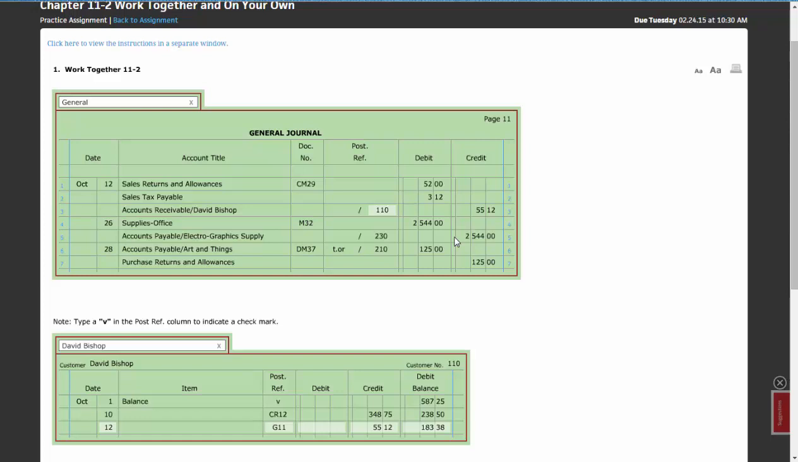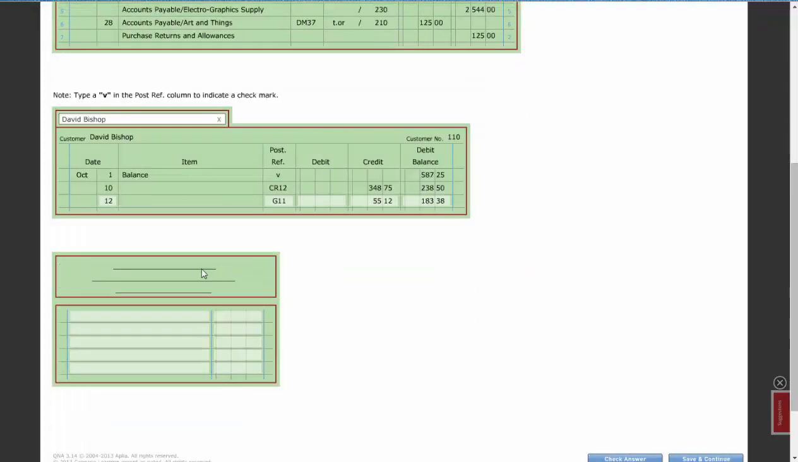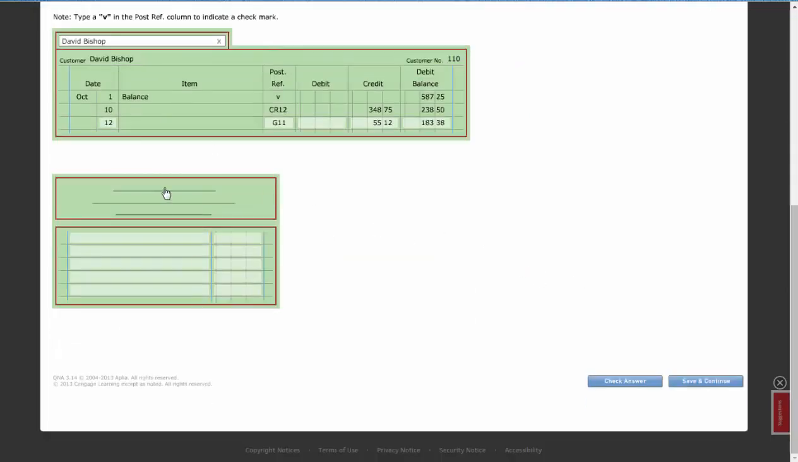The last step that we have to do is to go through and prove that what we've posted is correct and that we didn't make a math mistake. So we prepare what is called a schedule of accounts receivable. So in the very bottom, we have our schedule of accounts receivable. In the very top, we put the name of our business, which is Graphics, Inc. Name of our document was the schedule of accounts receivable, and then the date, which is October 31st of the current year.